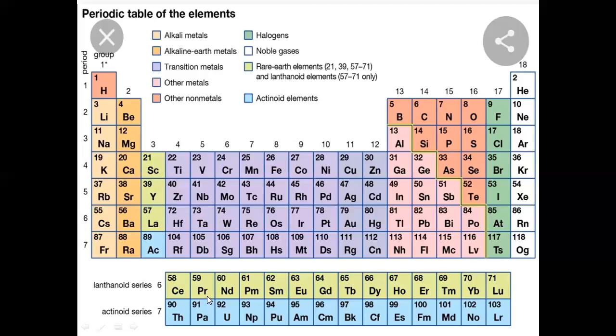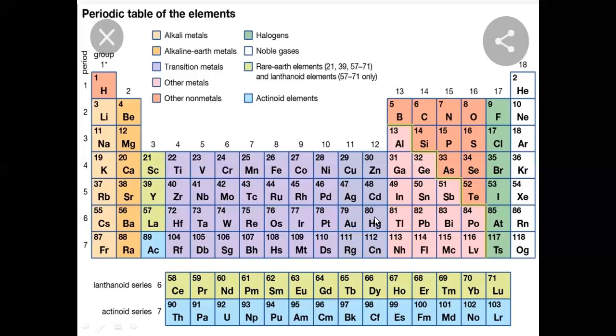Inner transition elements are further classified into 2 series, lanthanide series and actinide series. They are given these names because of their first element, lanthanum, La. Because of this lanthanum, you can see atomic number 57, after 57 is 58, then 59, and so on, up to 71. After 71, 72 is here.